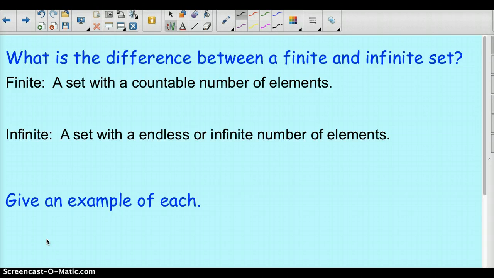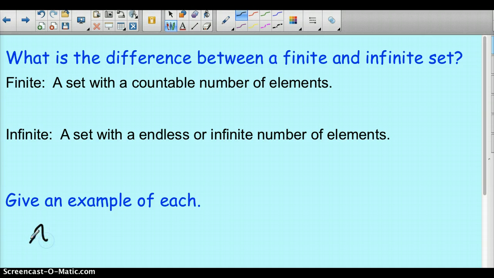Starting off, the difference between a finite and an infinite set is really simple. Finite set means it has a countable number of elements, okay? Physically can count the number of elements, 1, 2, 3, 4, 5. We can physically count them in this case. Whereas if we're talking about an infinite set, it has an endless number of elements, or an infinite number of elements. Now to make this simpler, I'm going to give you examples of each down here.